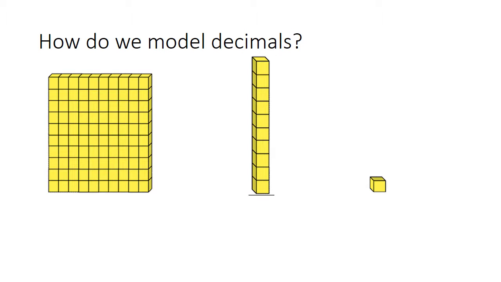Generally, or what you've seen before, is that the flat represents 100, the rod represents 10, the cube represents 1. But when it comes to decimals, we're going to actually change that. So now I wanted you to put it in your head that that flat represents 1 whole. The rod represents 1/10. And the cube represents 1/100th.